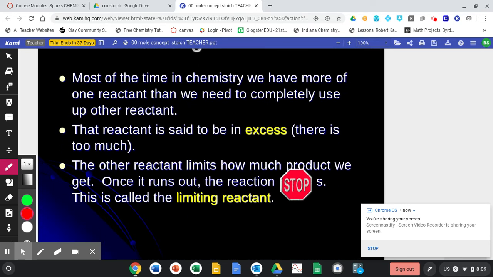So most of the time in chemistry, we have more of one reactant than we need to completely use up the other. A lot of times that reactant is said to be in excess. If you read some of the problems that I've already given you, it states that such-and-such is in excess. The other reactant limits how much we get. Once it runs out, the reaction stops, comes to a screeching halt and says, I can't make any more. And this is called limiting reactant.